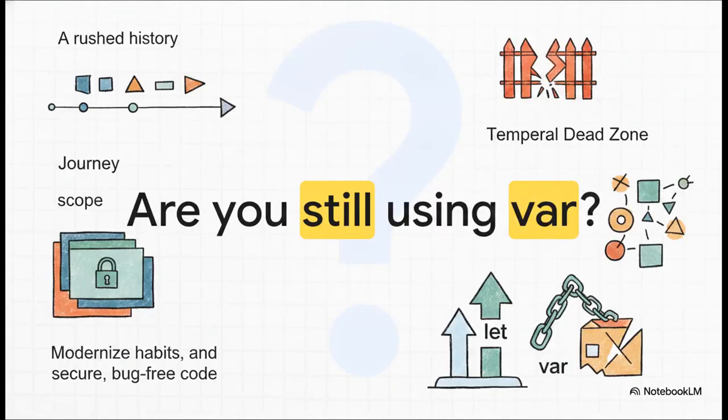Which brings us to the end of our journey under the hood of JavaScript today. We've looked at the rushed 15-day history, the boundaries of scope, the safety net of the temporal dead zone, and the mechanics of data types. But I want to leave you with one final actionable question to reflect on. Are you still using var in your code? Or are you leaving your data vulnerable to the quirks of a language built in just 2 weeks? It really might be time to fully embrace let and const.